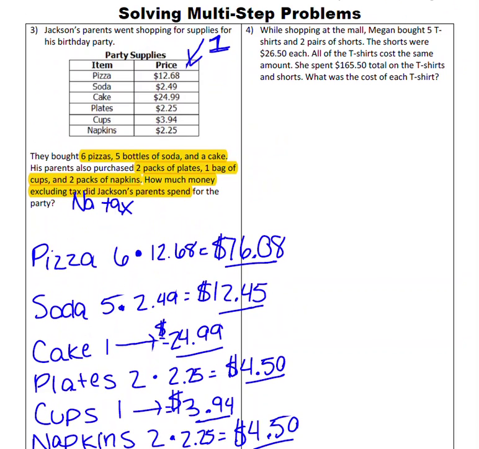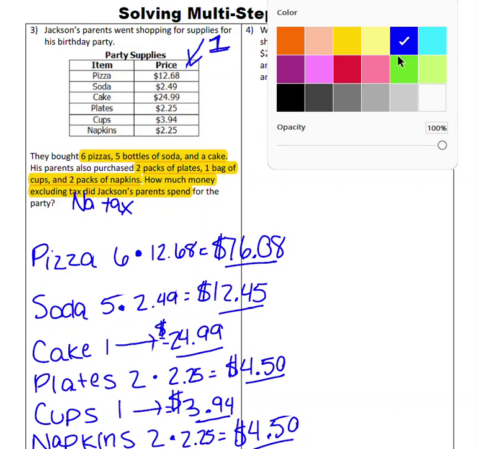So, while shopping at a mall, Megan bought 5 t-shirts and 2 pairs of shorts. The shorts were $26.50 each, and all the shirts cost the same amount. She spent $165.50 total on the t-shirts and the shorts. What is the cost of each t-shirt? Okay, I'm going to change my pen color just so you can see it a little bit better. Let's make it purple.